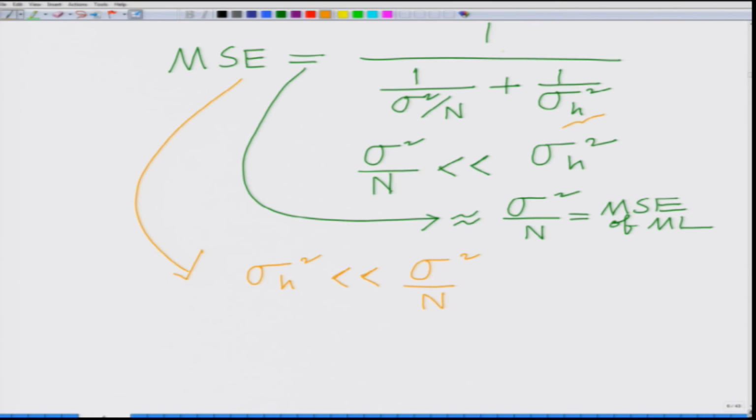So, MSE is approximately simply equal to 1 over 1 over sigma h square, which is equal to sigma h square. And this is also intuitive, because what this means is basically the ML variance is much smaller and the prior variance is larger. It means that the ML estimate is very accurate. So, you can simply look at the ML estimate.